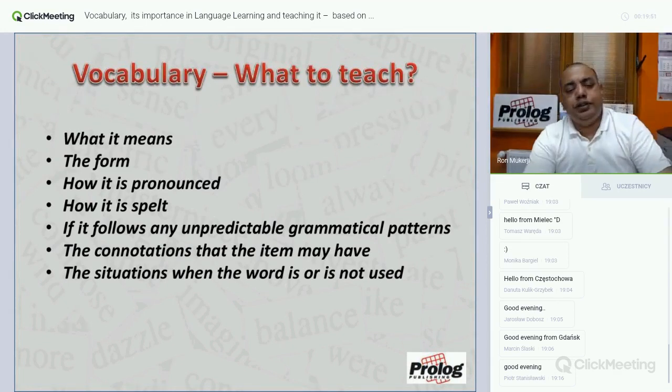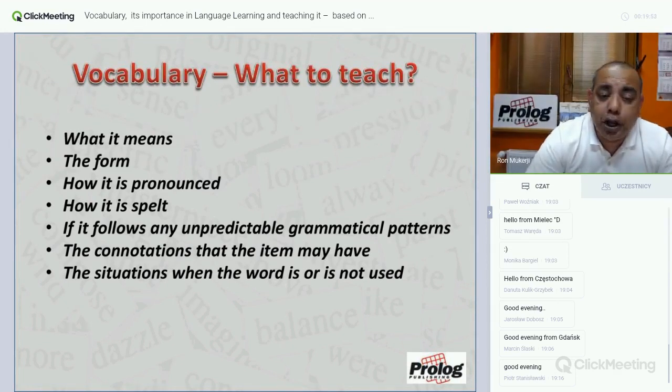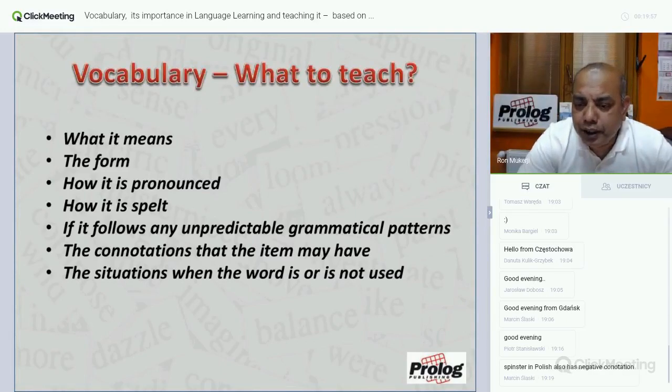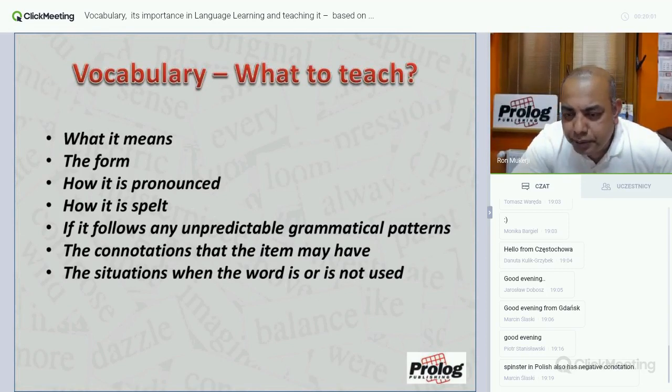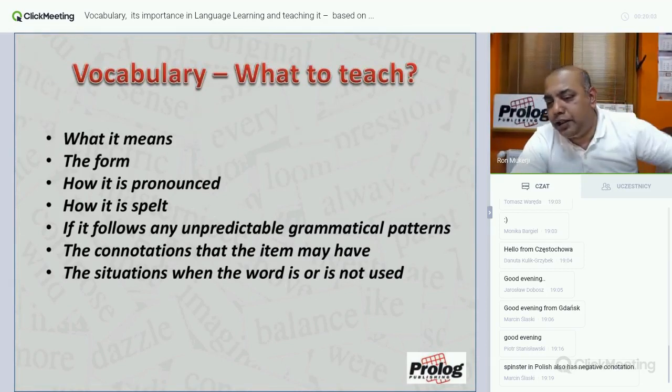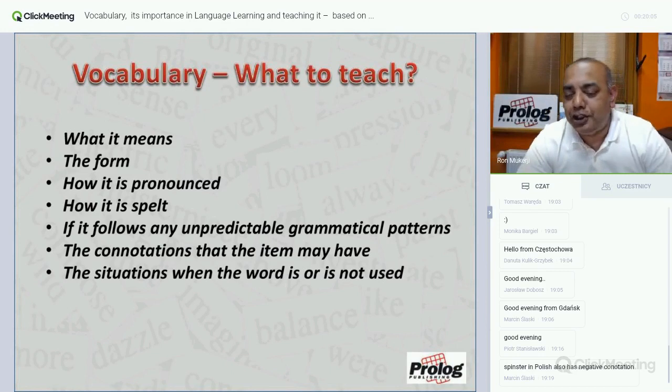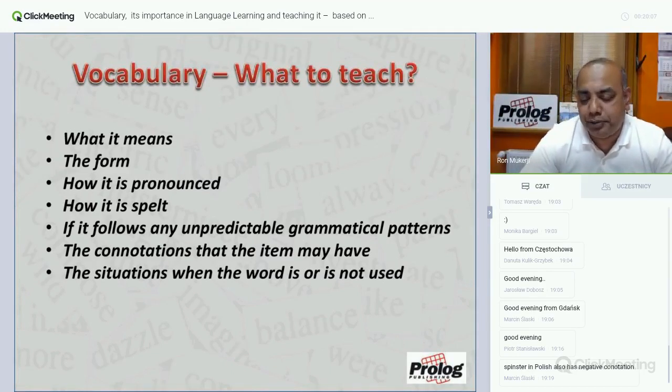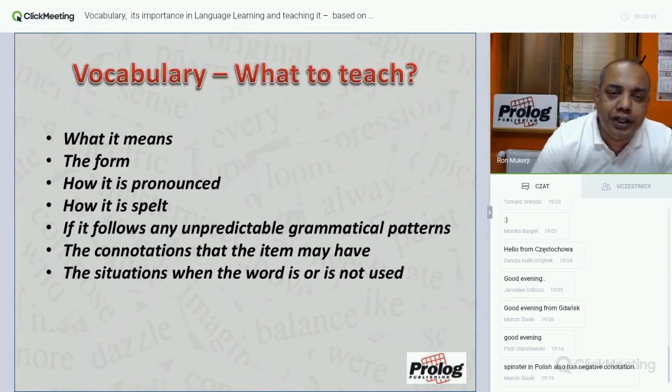The situations when the word is or is not used. So you might have situations where, okay, there you go, Marcin. So it's the same. Spinster in Polish also has negative connotation. So I rest my case. So you understand perfectly well what I'm trying to say here. You have to give this connotation, otherwise they're going to use it in the wrong situations. Which brings us to this point.